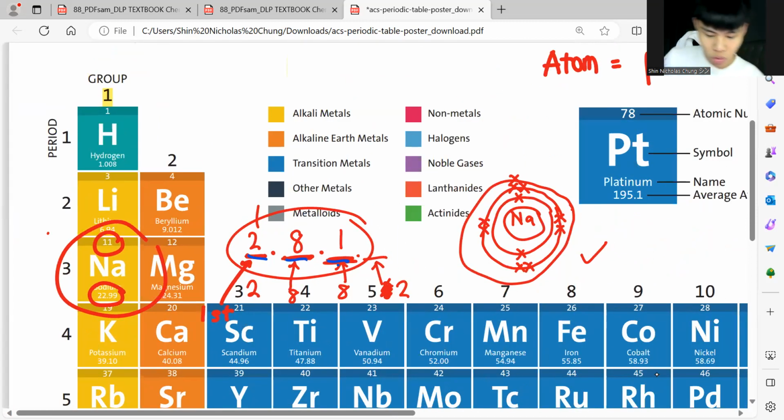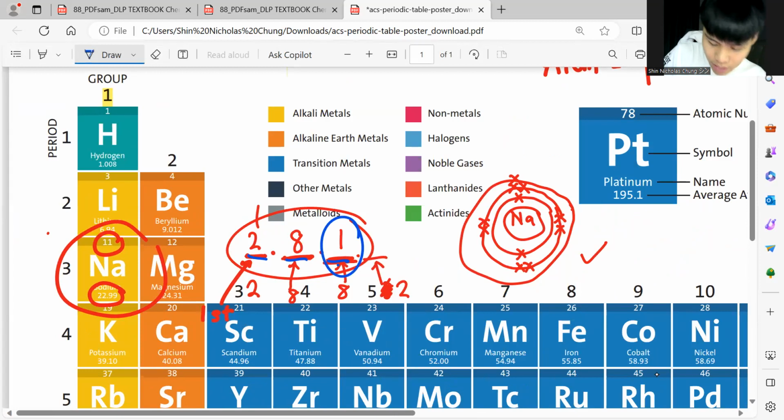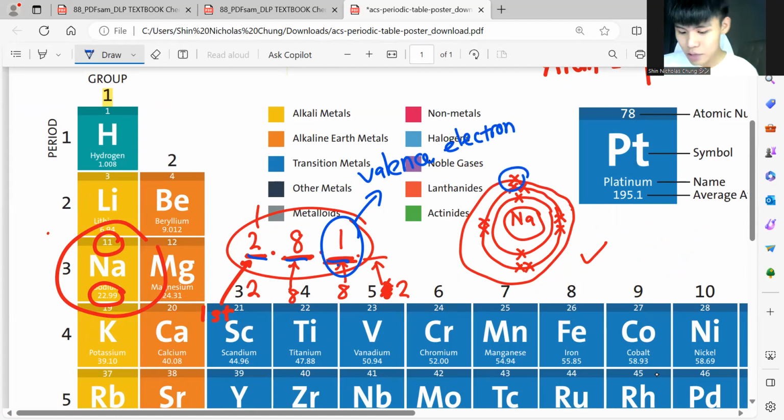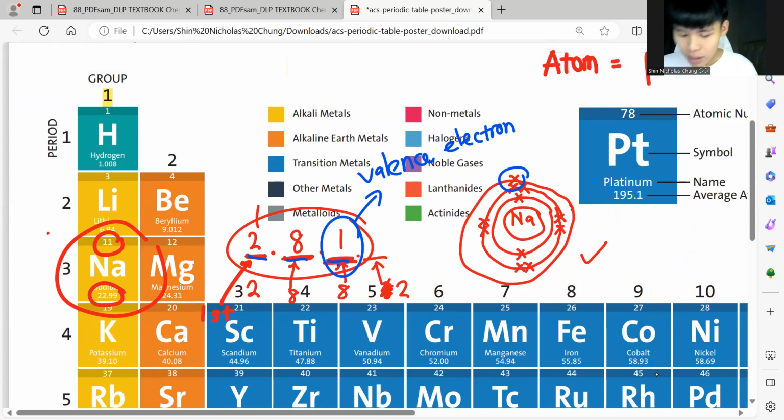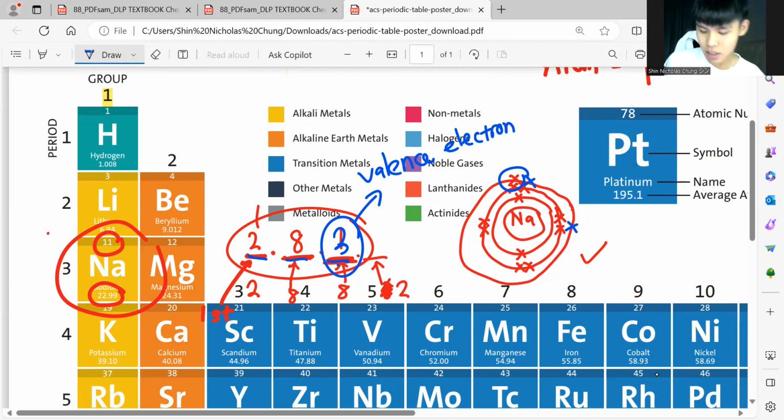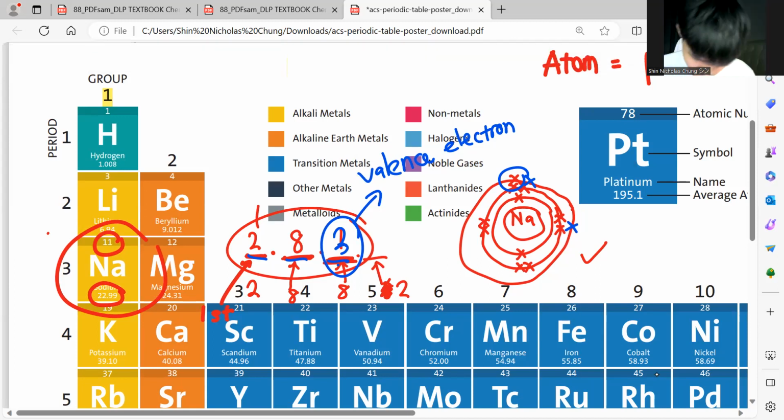Group one means you got one valence electron, and this is your valence electron. Valence electrons means the last electron. Okay, the last electron here is one. Let's say, for example, if it's two here, that means your valence electron will be two. Then you will be drawing another X there. If my valence electron is three, that means I have three valence electrons, so I'll be drawing another X here because that represents electrons.